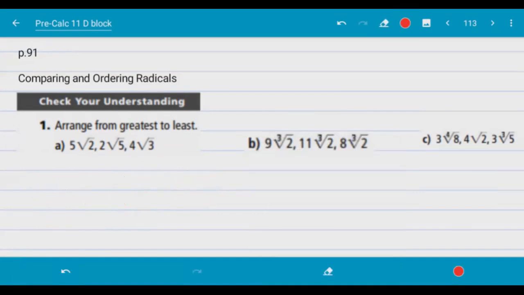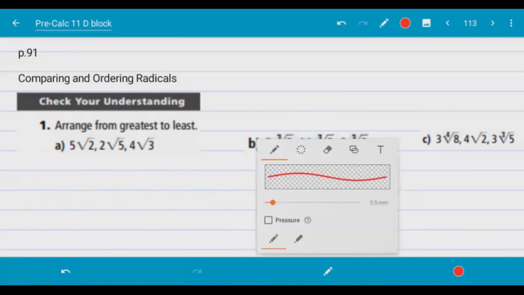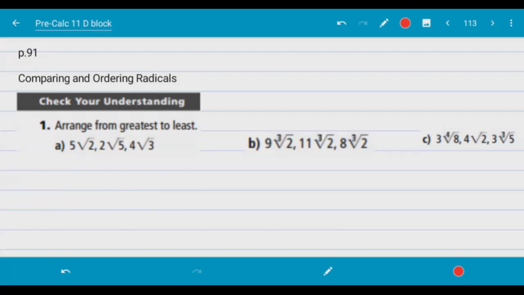Let's see how we do it. So the trick here, guys, is just like what I gave you as a beginning example. Let's see if we can turn all of them into an entire radical. So 5 root of 2 becomes what? The 5 goes inside, becomes 5 squared times 2. It becomes root of 50.